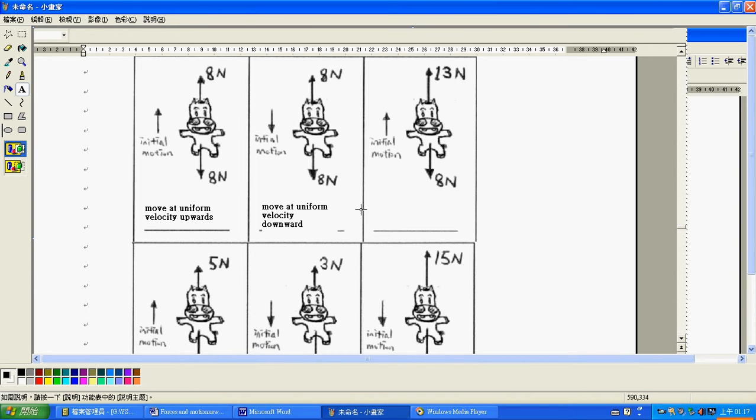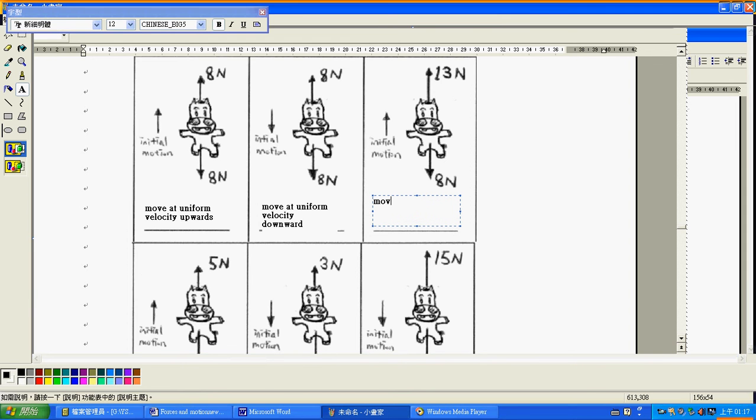Alright, so for the next example, there is a net upward force. So what will happen? It will move, I would say accelerate upward. Okay.